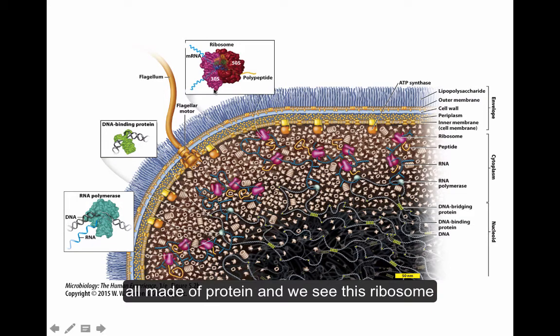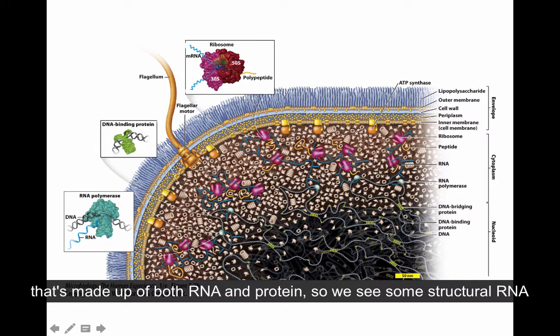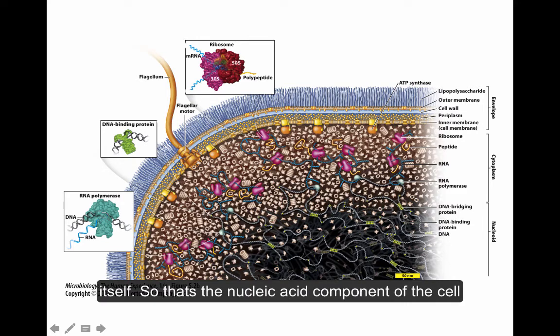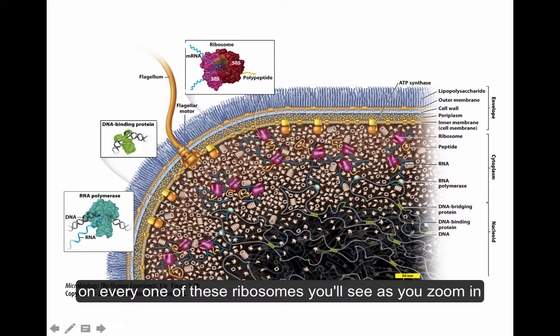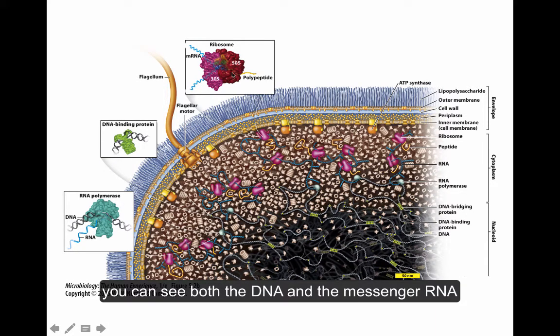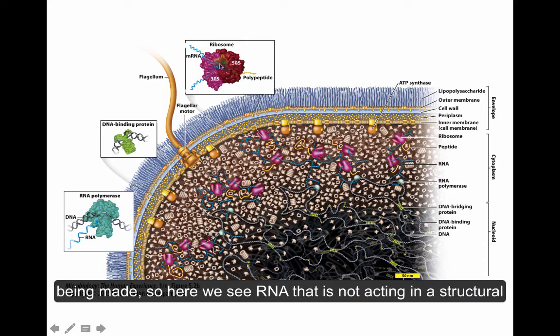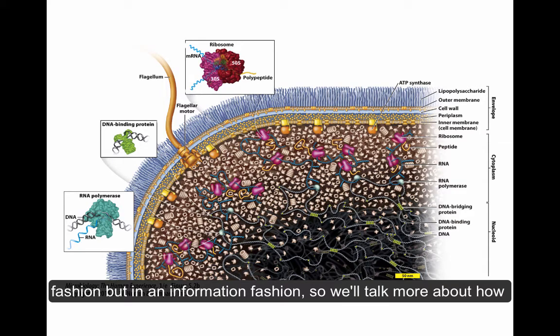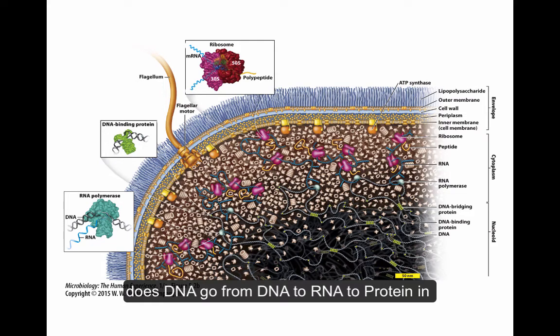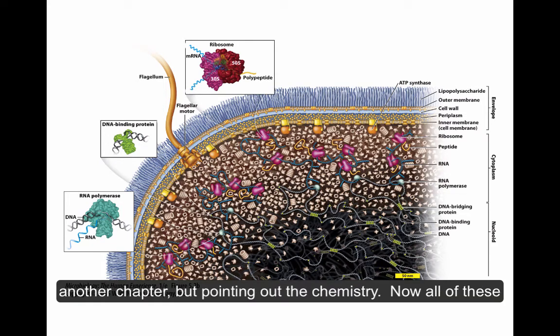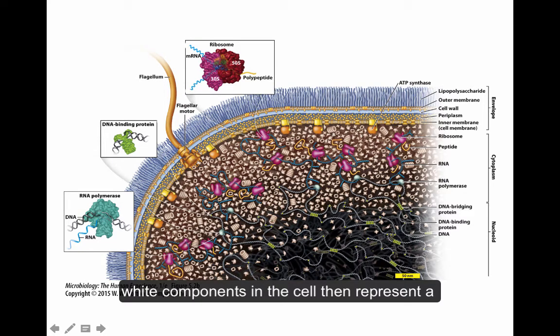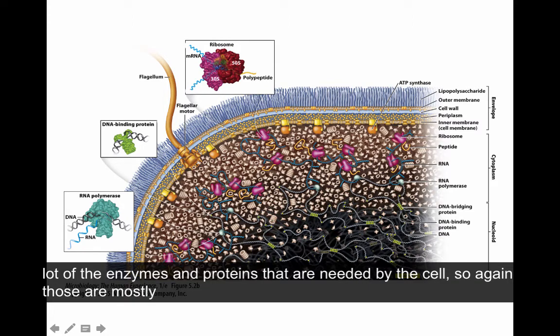And we see this ribosome that's made up of both RNA and protein. So we see some structural RNA as well as protein here. And then these blue snaking chains are the DNA itself. So that's the nucleic acid component of the cell. On every one of these ribosomes, if you zoom in, you can see both the DNA and messenger RNA being made. So here we see RNA that's not acting in a structural fashion, but in an information fashion. We'll talk more about how we go from DNA to RNA to protein in another chapter, but for now we're pointing out the chemistry. Now, all of these white components in the cell represent a lot of the enzymes and proteins that are needed by the cell.